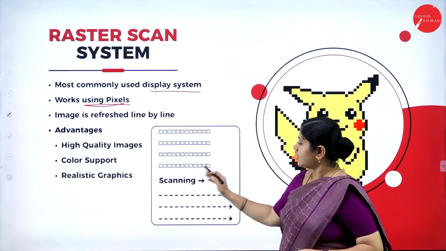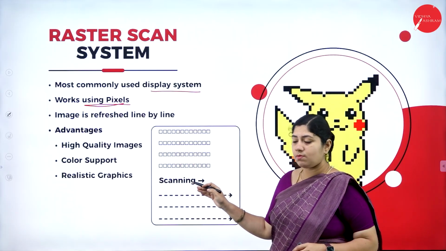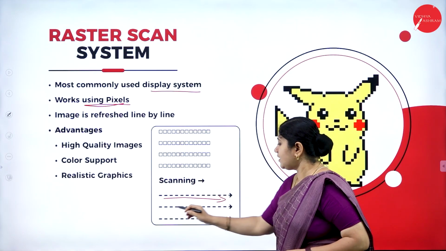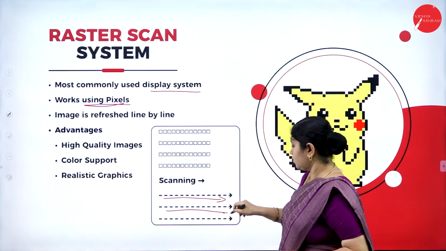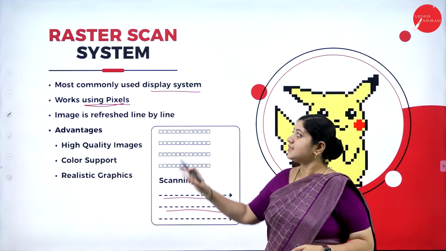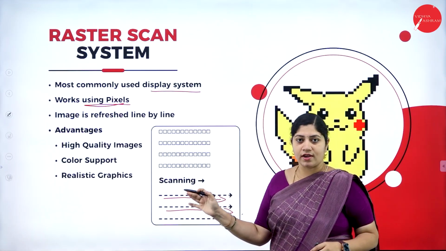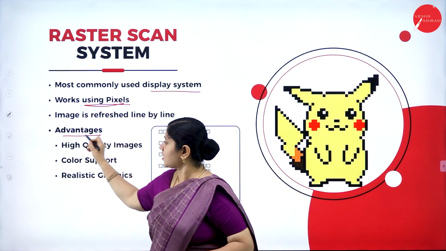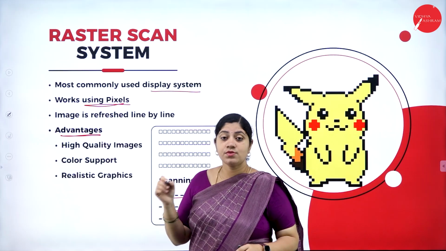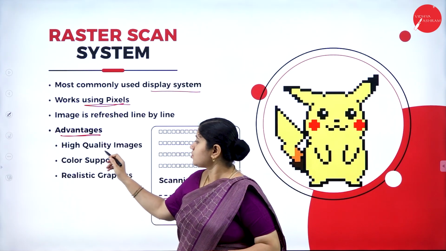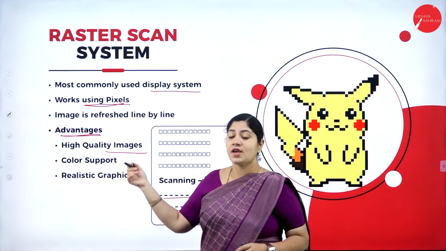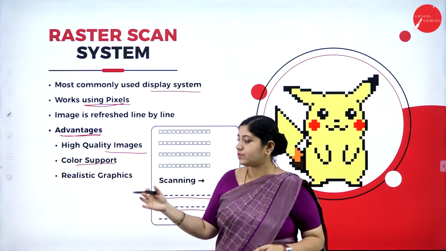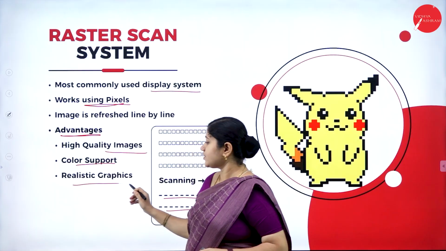So over here, let's see. This is a simple image. How is the scanning happening? The scanning is happening line by line. So this is called raster scan. What is the advantage of this raster scan? As we go line by line, it gives us a high quality image, and the color support provided is also advanced. Up next, it gives realistic graphics.